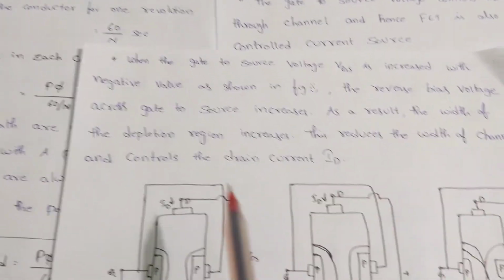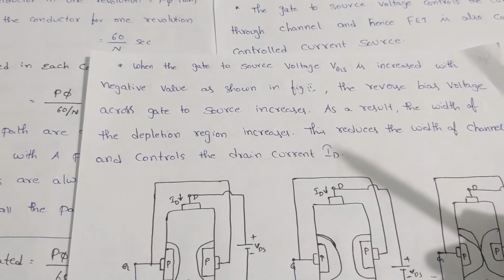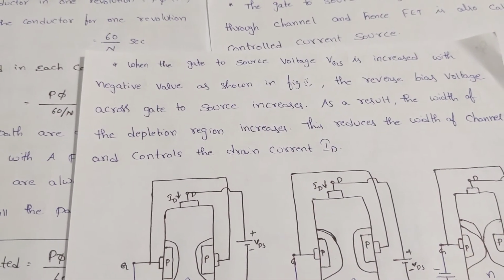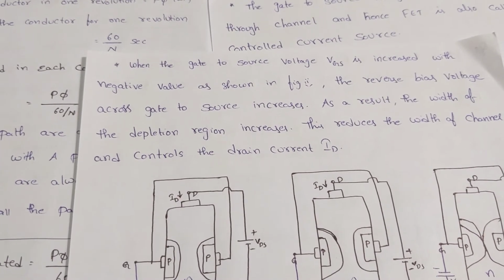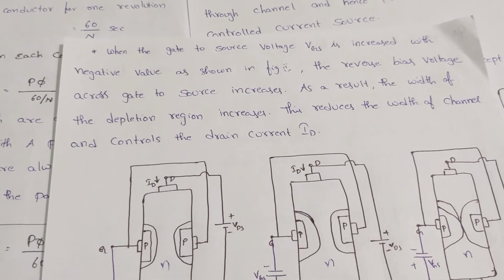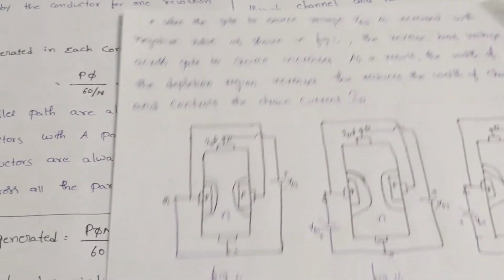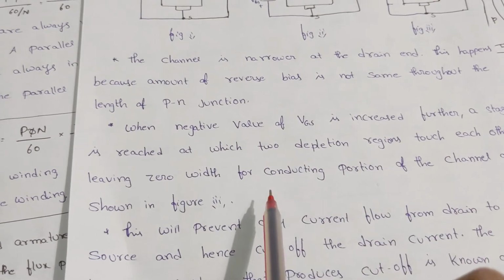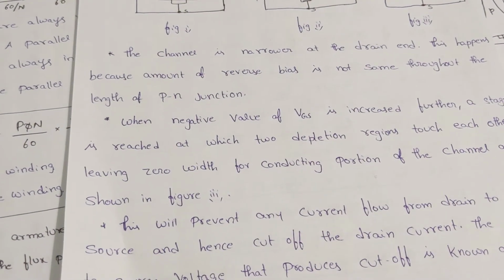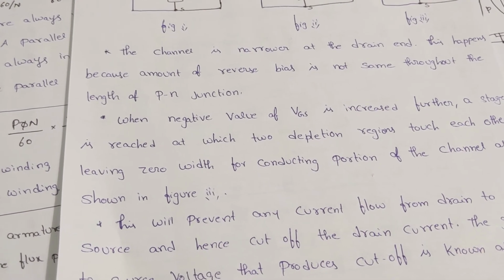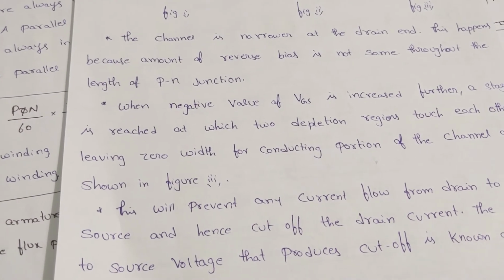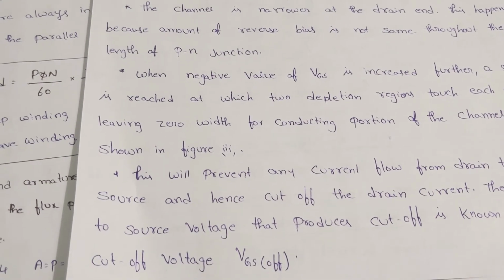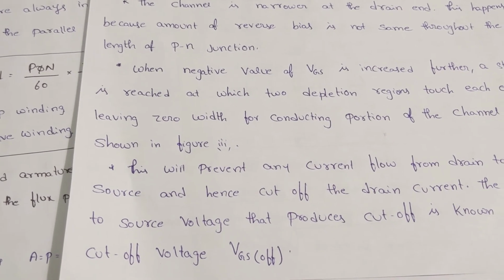As the reverse bias condition on the gate-source is increased, it leads to an increase in the width of your depletion region. This reduces the width of your conduction channel, and this reduces the drain current. As you increase further, these two depletion regions will touch together, such that there will not be any conduction path in the channel. This will prevent current flow in the channel. This is called the cutoff region, and the voltage at this region we call the cutoff voltage.